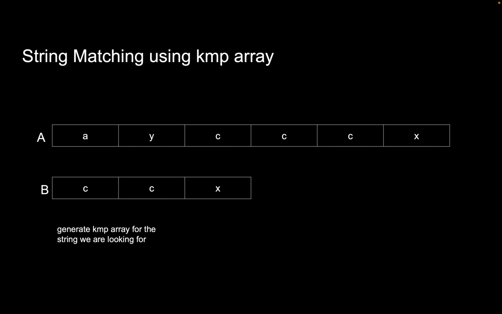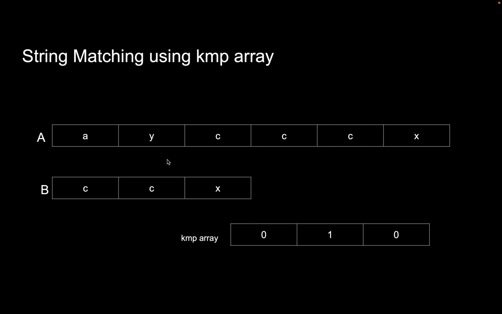So the core thing that can be solved more efficiently using the KMP array is string matching. Let's say we have our example here, which is what we started with in this video, right? We generate the KMP array for the string that we're looking for. The string we're looking for within the larger string is ccx. So you want to find out if ccx is within string A.